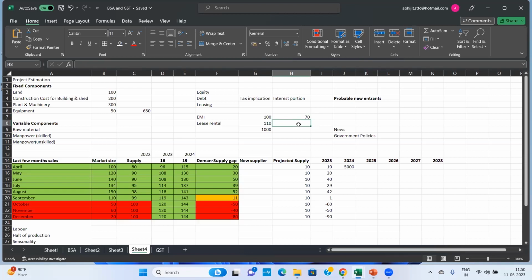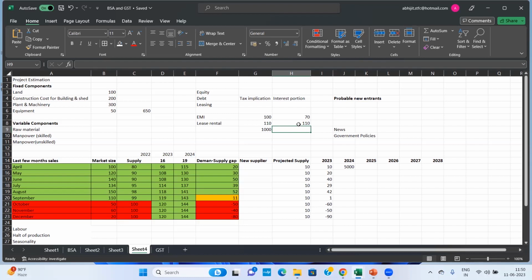Lease rental, this entire 110 is debited to PL account. Entire lease rental amount is debited to profit and loss account. So your net profit is getting reduced by 110. So the entire amount is tax free. This is the benefit of lease rental.